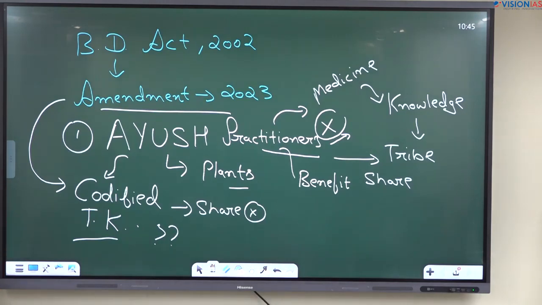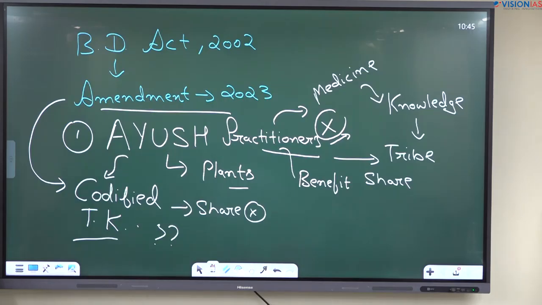Suppose you are an Ayush practitioner, an Ayurveda doctor. You make a medicine using the knowledge of the people. You earn profit. You sell your prescription in the market, you earn profit. Now when the turn comes that you have to share the benefits with the people, you can say that I have used codified traditional knowledge. Who knows what is codified traditional knowledge? It is not written anywhere. So this is a loophole that experts have identified, that anyone can claim that I am using codified traditional knowledge, I'll not share the benefits, I'll not give my money to someone. So that is a problem in this amendment. Are you clear on the amendment?